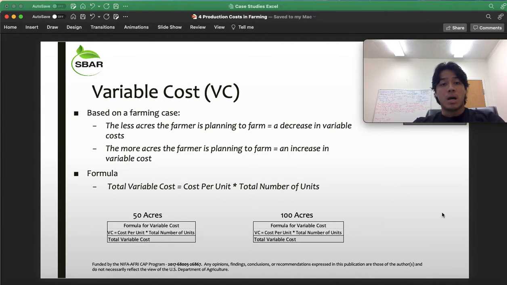Then, moving on with the variable cost, this is based on a farming case. Of course, the fewer acres the farmer is planning to farm, this is going to decrease the variable cost because there are fewer costs. On the other hand, the more acres the farmer wants to plant, this is going to increase the variable cost because he's having a bigger range, so it's going to drive to more costs. The formula: the total variable cost equals the cost per unit times the total number of units. And these are other examples we have, and we'll see on the Excel workbook.